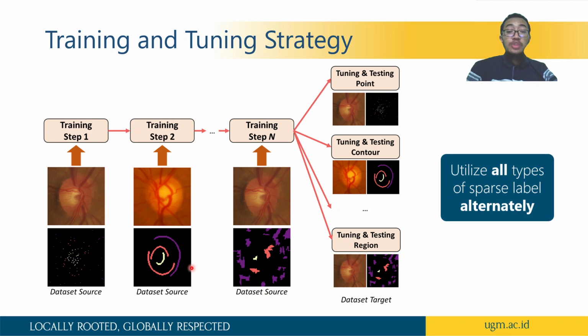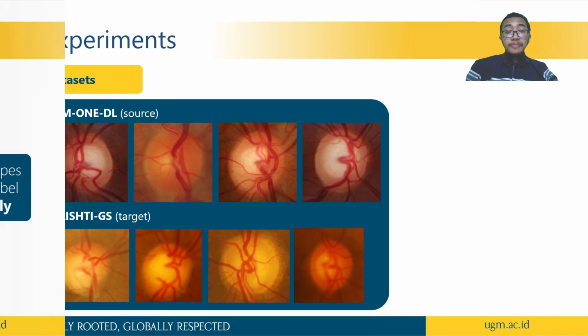Regarding the training and tuning strategy, we propose combine, which utilizes all types of sparse label alternately. So one step might use points, another step might use contours, and another step might use regions, and so on. It proved to be more effective and efficient.